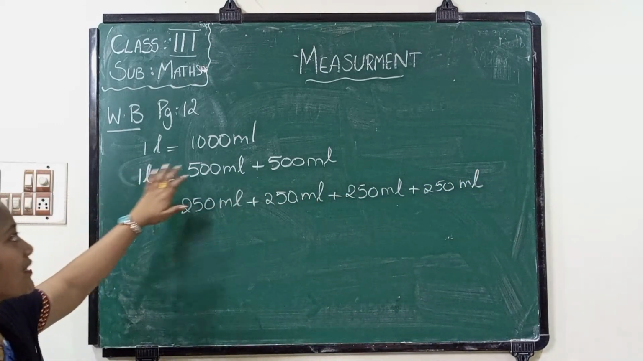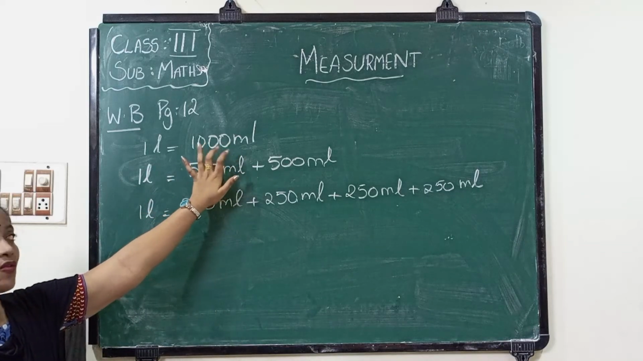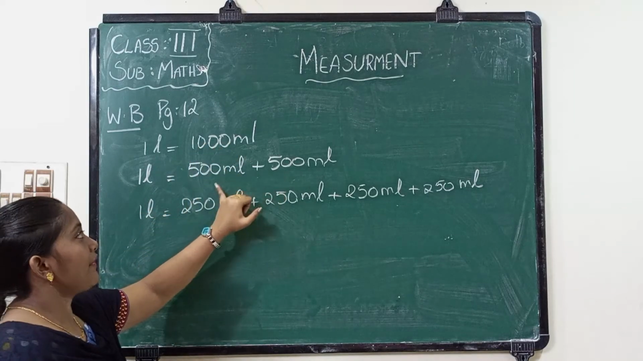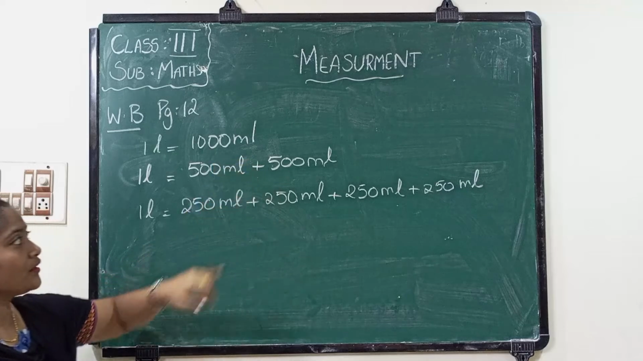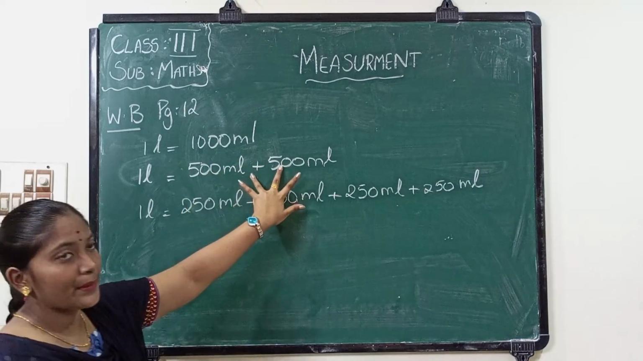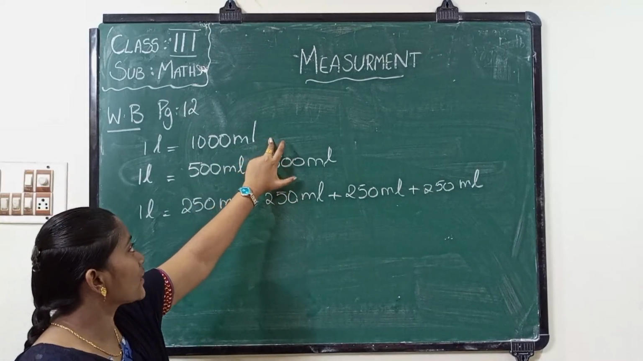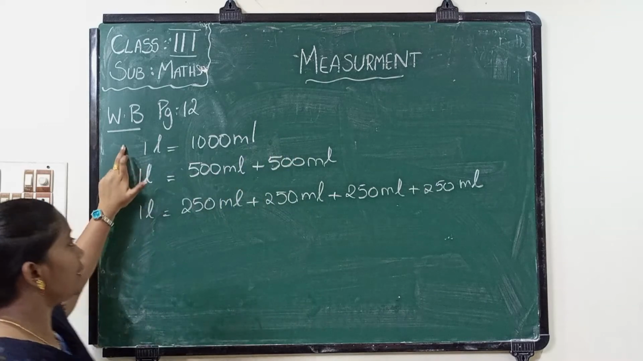Why? Because 1 liter is equal to 1000 ml. We can split 1000 into two 500s. 500 plus 500 is 1000. So 500 ml plus 500 ml is 1000 ml, which is equal to 1 liter.